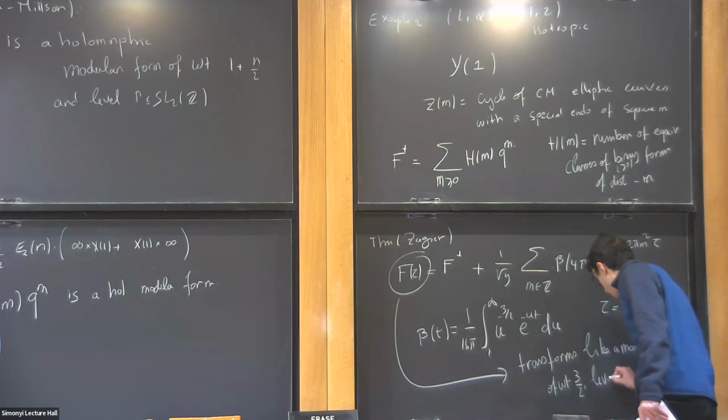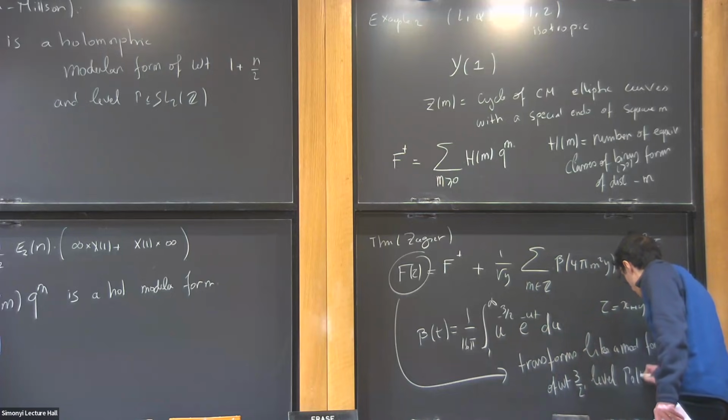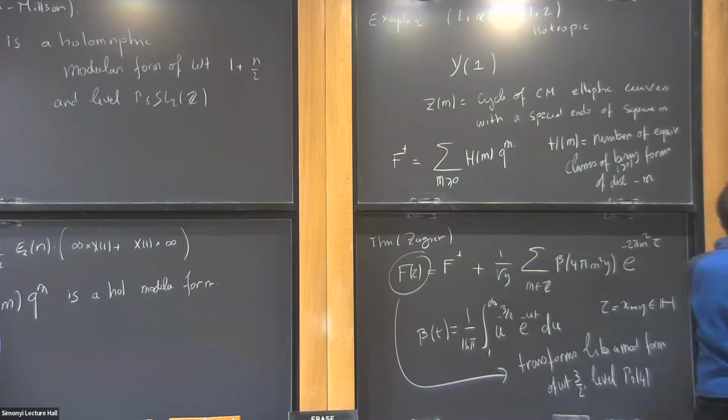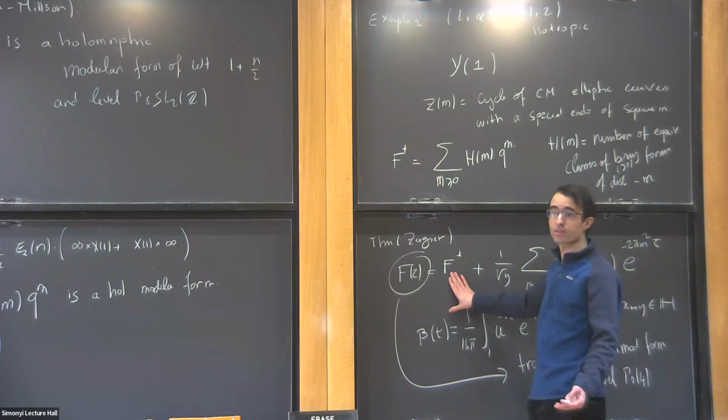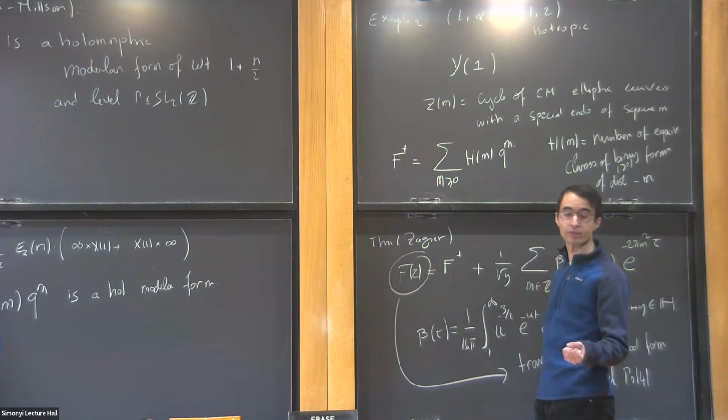And level gamma 0 form. Okay, so the original generating series is not a modular form, but it admits some non-holomorphic completion that makes it transform like a modular form of weight 3 halves.